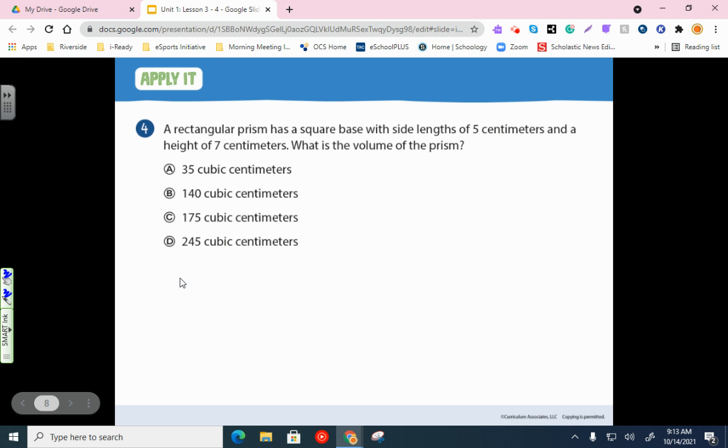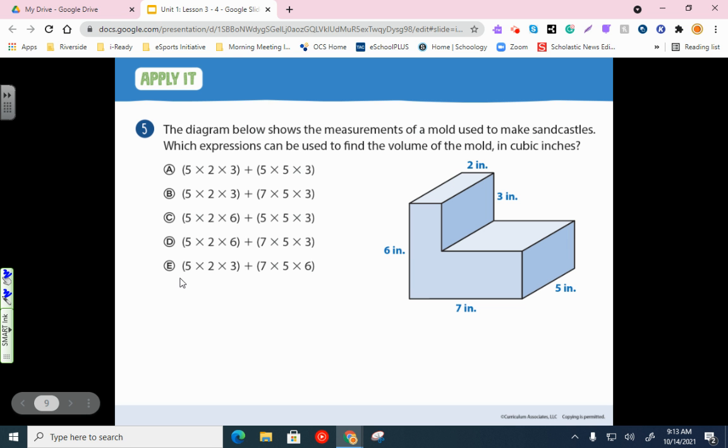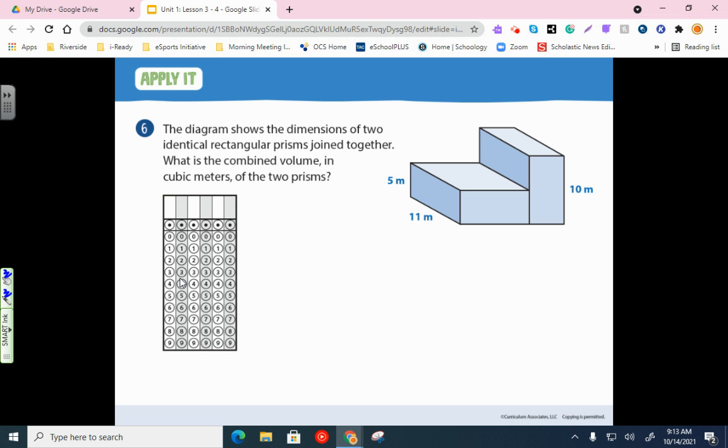All right. I would like us to skip this question. We're going to skip 5. But I would like for us to do number 6. The diagram shows the dimensions of 2 identical rectangular prisms. We're going to underline this right here. Now, if both of these are identical, go and write that. That means the left and the right-hand side are absolutely the same.